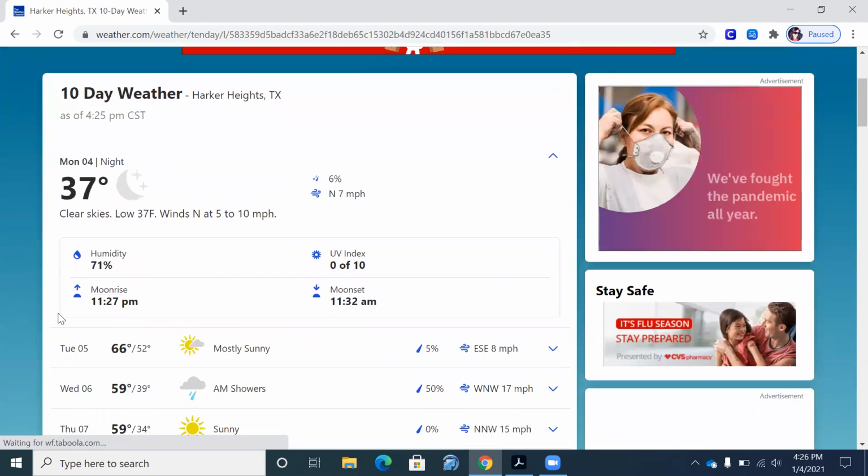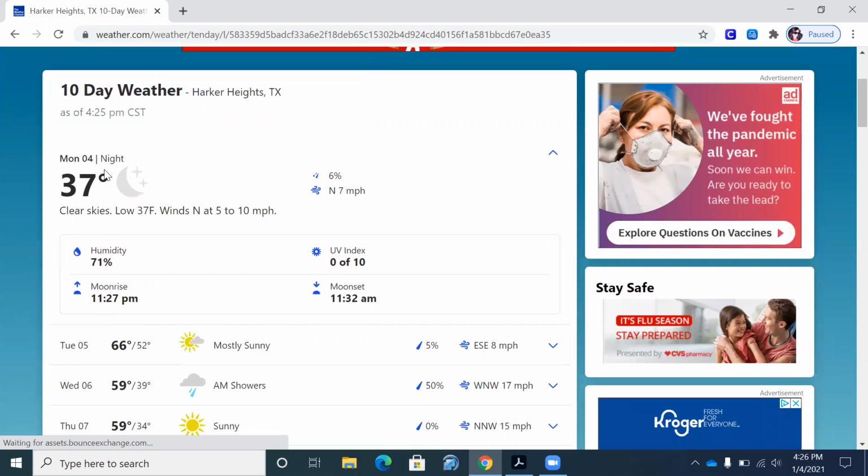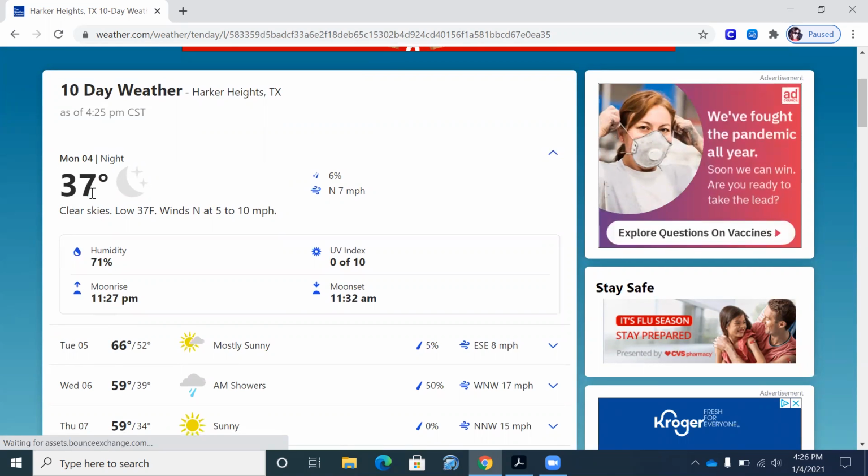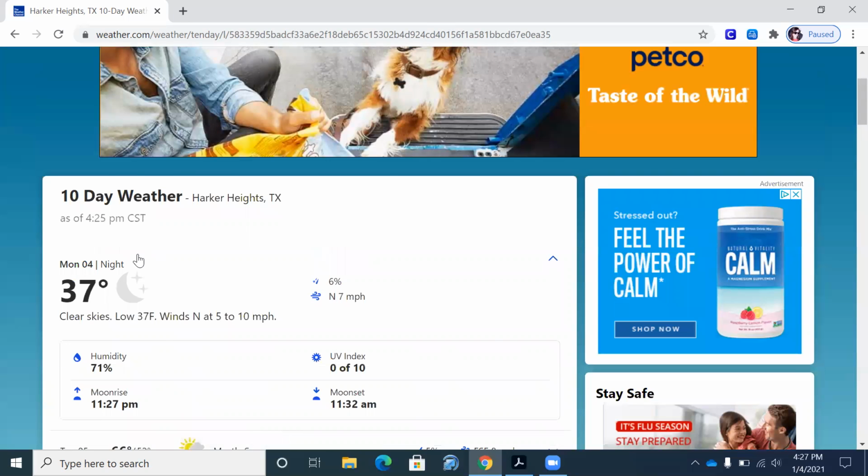The information that you are going to need is obviously the temperature. So we have the temperature. We have clear skies, low 37 degrees Fahrenheit, winds coming from the north at 5 to 10 miles per hour. This is the type of information that you're going to need to write in your little organizer for the next 10 days. And humidity, remember, humidity is how much water vapor is in the air.